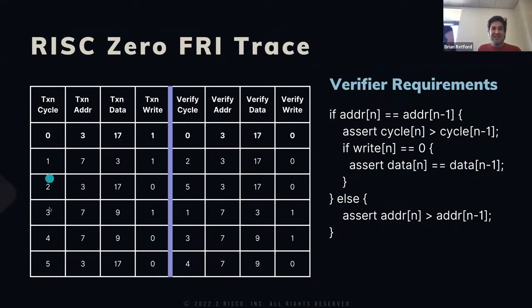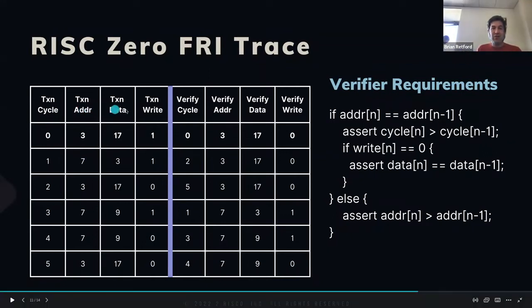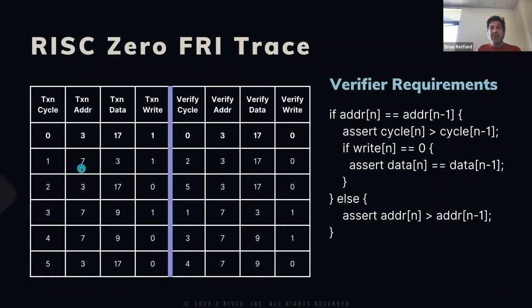Yeah. So this is the cycle. This is the normal order, so all of this happens in cycle order. And what we're saying here is, okay, at time 0, I'm going to do a write to address 3 of the value 17. And then at time 1, I'm going to do a write at address 7 of the value 3. Then of course, later, I'm going to read from address 3, and I'm going to read back 17, or at least I should, assuming memory is valid, right?